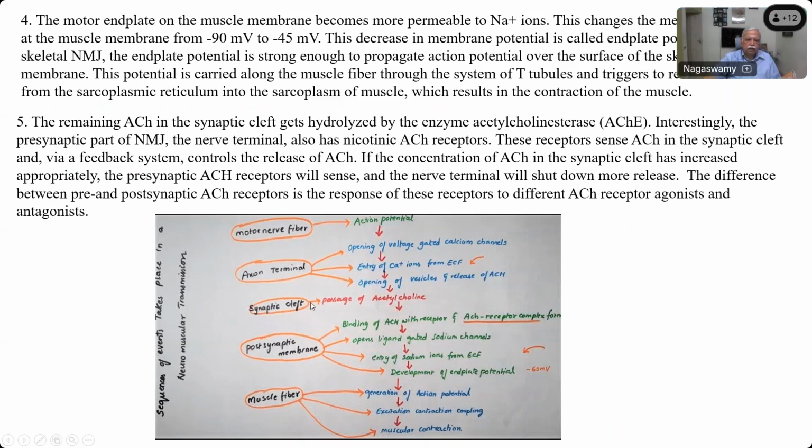Then acetylcholine traverses the synaptic cleft, binds to the acetylcholine receptor, opens the ligand-gated sodium channel, entry of sodium from ECF, development of end plate potential, which goes to minus 60 millivolts. Then in the muscle fiber, generation of action potential, excitation-contraction coupling, muscle contraction. So this is a very simplified way of writing it in your exam answers.